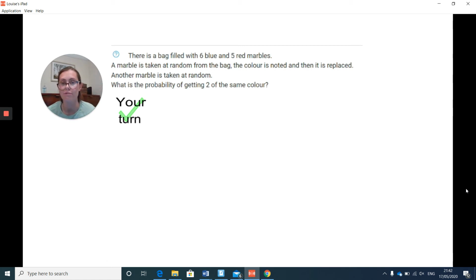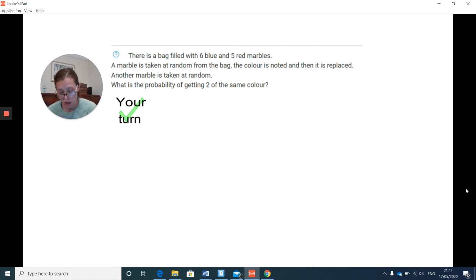A marble is taken at random from the bag, the colour is noted, and then it is replaced. Another marble is taken at random. What is the probability of getting 2 of the same colour? So I'd like you to get up to the point where you've drawn your tree diagram. Press play so you can check your tree diagram is correct, and then we'll move on to the final part of the question. So pause now to draw a tree diagram.